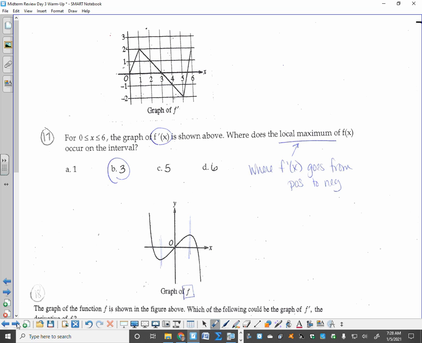And I want to know a local max. So again, I want to know where f prime is going to equal 0. But if it's a max, f is going to be going from increasing to decreasing. So f prime will be going from positive to negative. So we hit 0 here, but going from positive to negative happens at the 3.